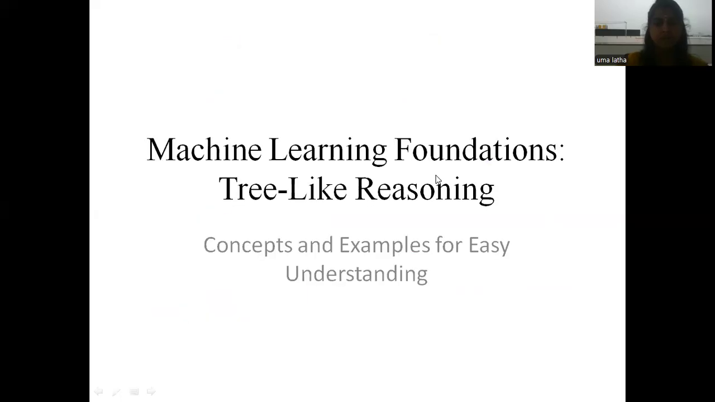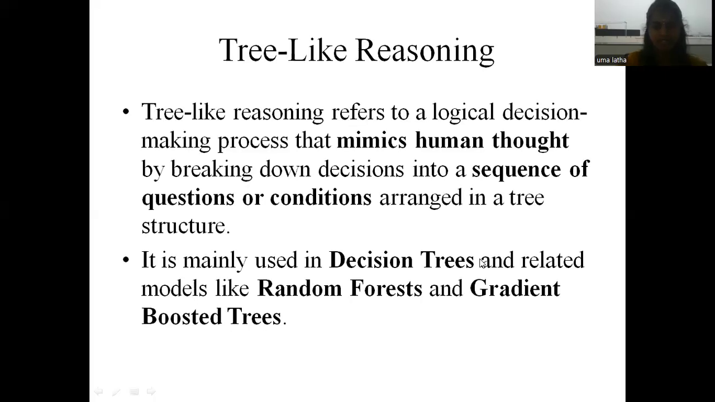Here we are discussing the topic Machine Learning Foundations, Tree-like Reasoning. Tree-like reasoning refers to a logical decision-making process that mimics human thought by breaking down decisions into a sequence of questions or conditions arranged in a tree structure. It is mainly used in decision trees and related models like random forest and gradient boosted trees.